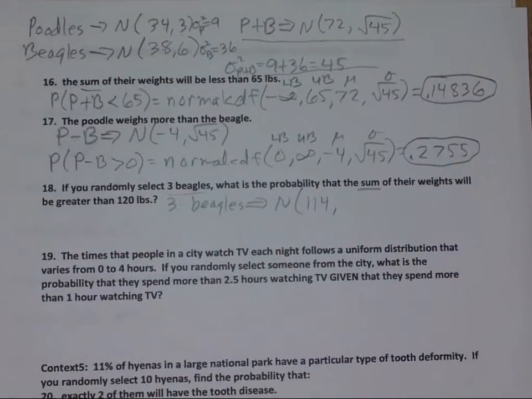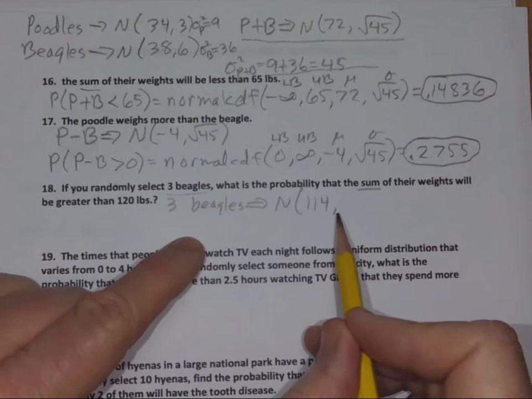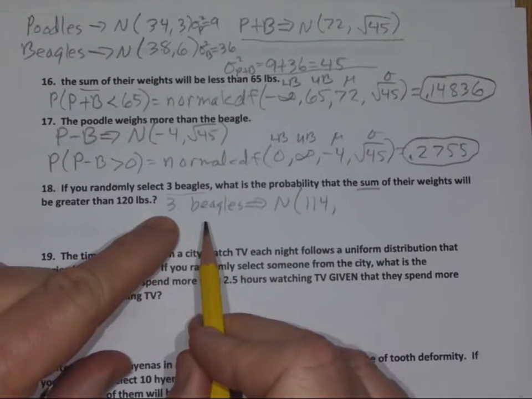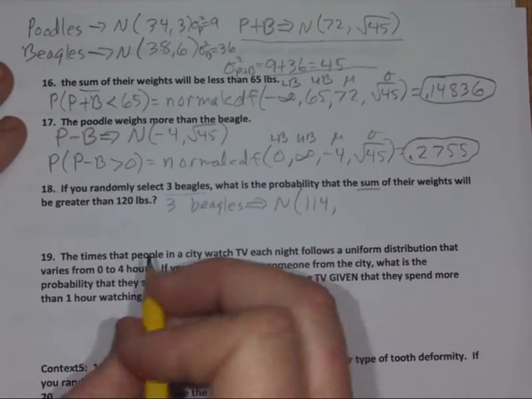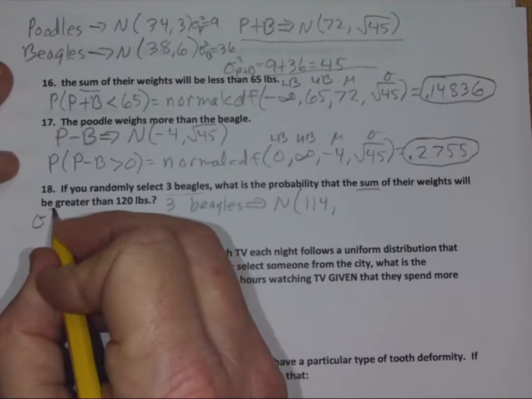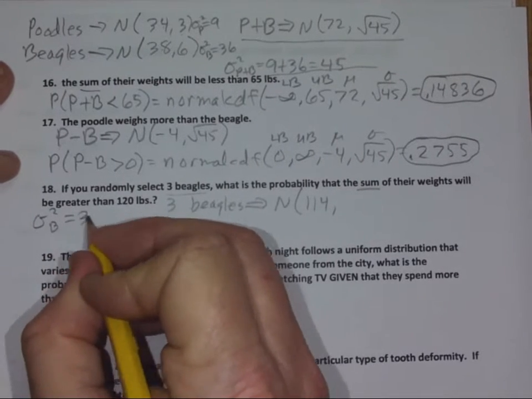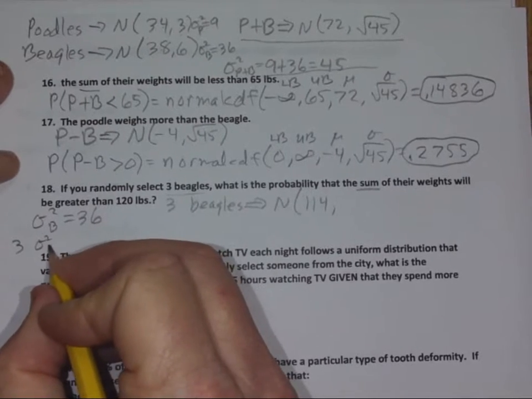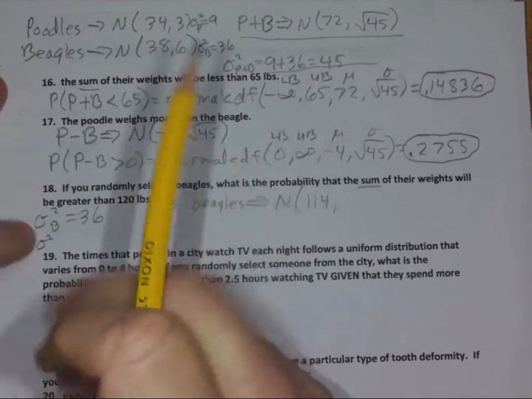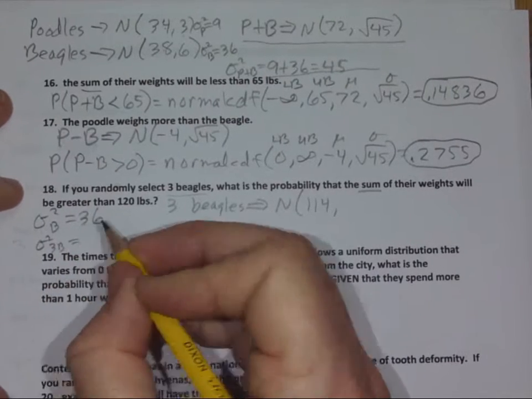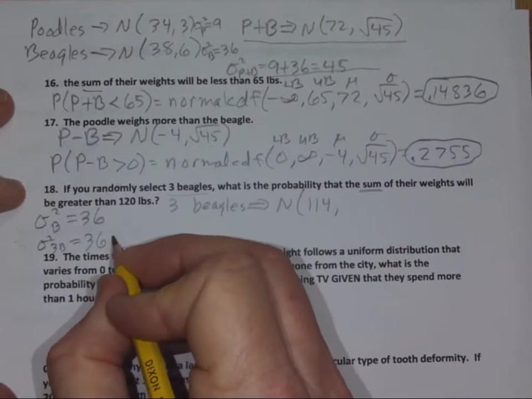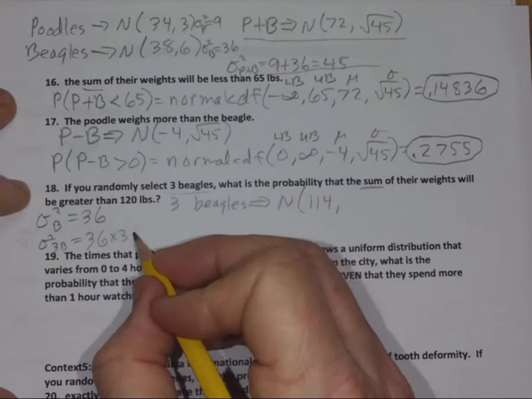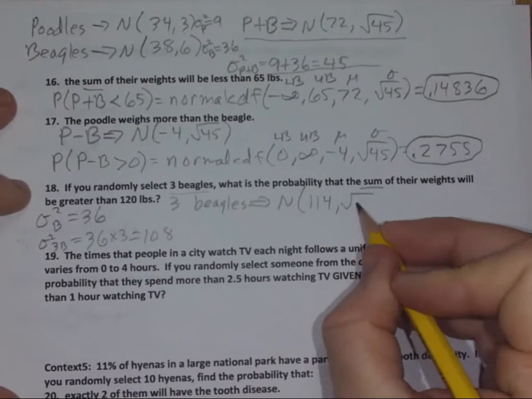But when you're taking three different objects, you don't multiply the standard deviation, you multiply the variance. Each of these three beagles is adding its variability. So, in other words, the variance of the beagles is 36. And so for three beagles, the variance is going to be 36 times 3, and that is equal to 108. So that is our variance, and so the standard deviation is the square root of 108.